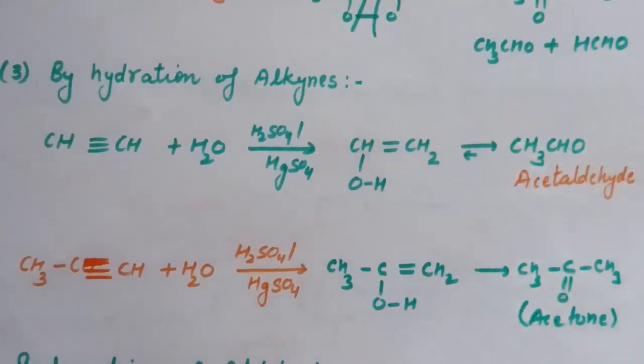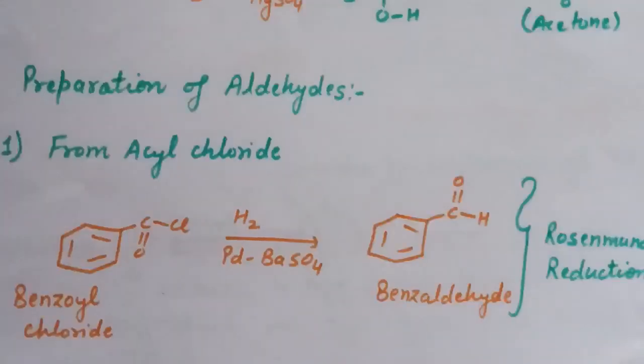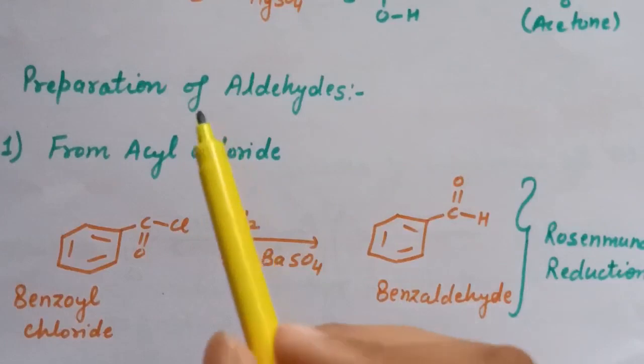So in case of ethyne, the product is aldehyde. Otherwise, in all other cases, the product will be ketone. So these are some methods by which we can prepare aldehydes and ketones.